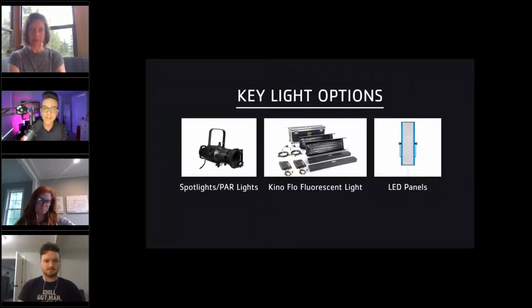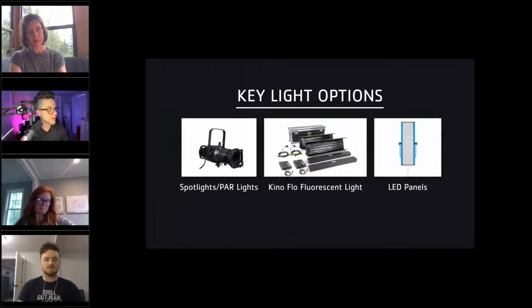To highlight, if you're going to buy one light, get one of these. There's several options depending on the look you're going for. Spotlights and par lights are very harsh. They're directional lights. You're going to get some shadows on your trainers. They're great for highlighting a trainer that maybe isn't moving a ton, but needs to stand out from the background.